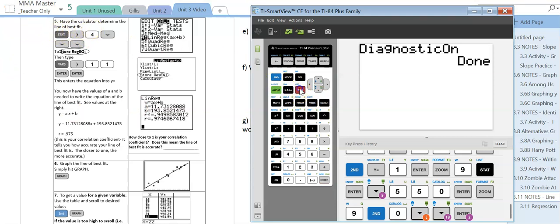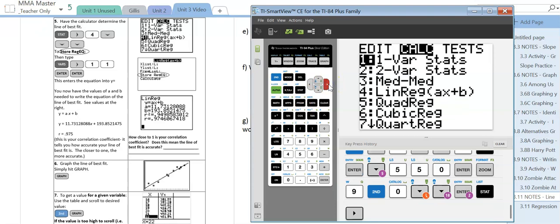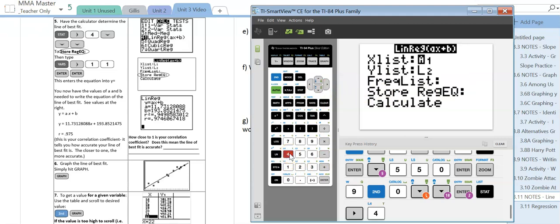We're going to hit stat, side arrow, and we're going to go to 4 because that's the linear regression. That is what we want to find. And it takes us to this screen. On this screen, we want to scroll down to the store regression equation right here. So we're going to scroll down until it's blinking at store regression equation.